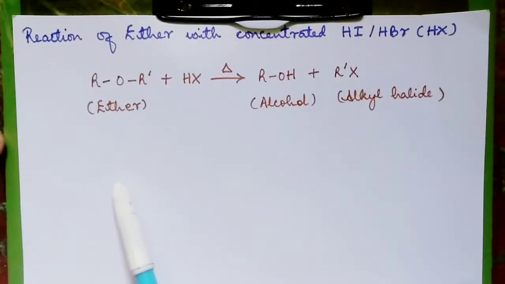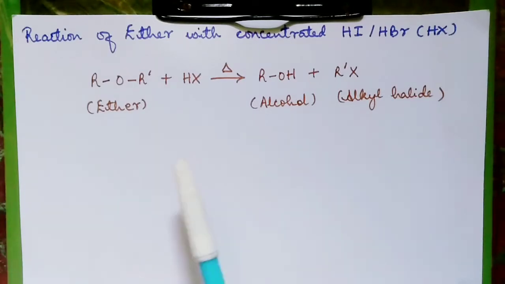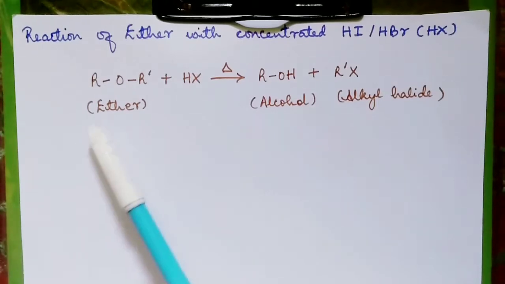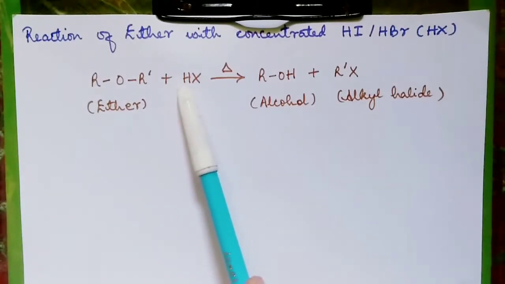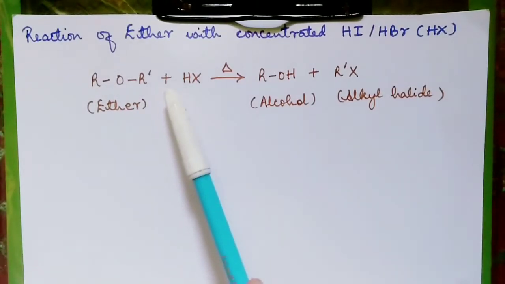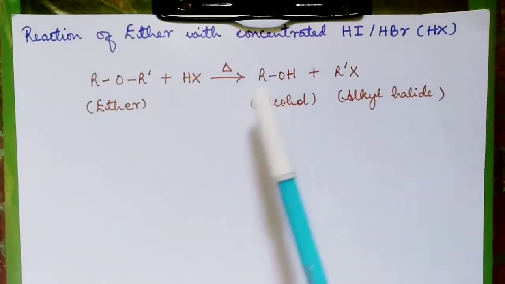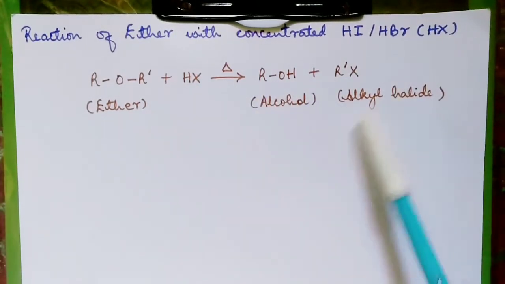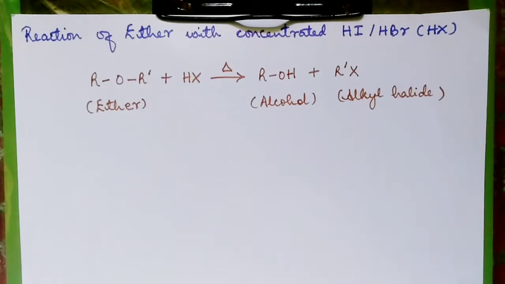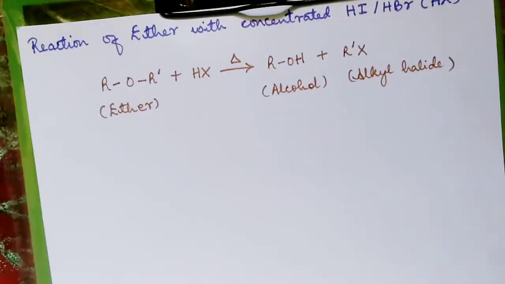In this video, we are going to learn about the reaction of ether with concentrated hydroiodic acid or hydrobromic acid. So here, when ether is treated with concentrated HI or HBr, that is HX, then we get an alcohol with alkyl halide. Let us see the mechanism of this chemical reaction.